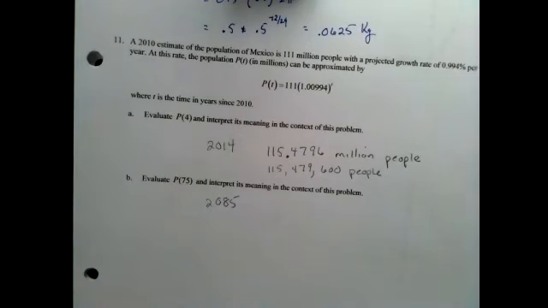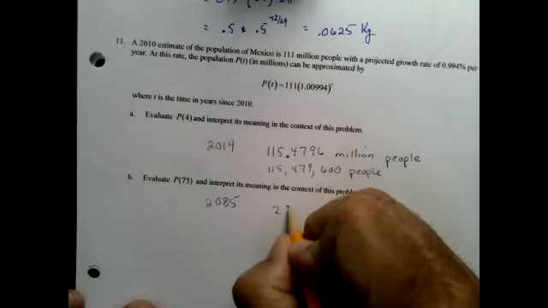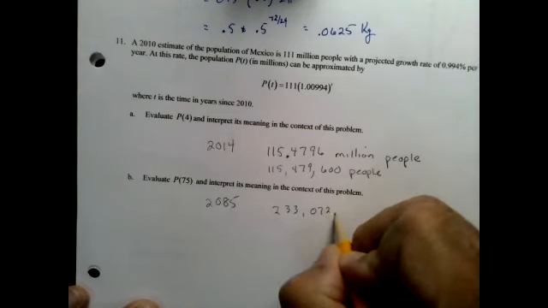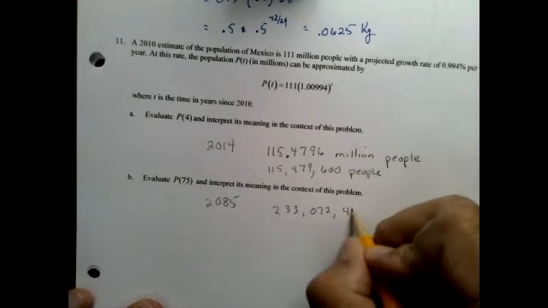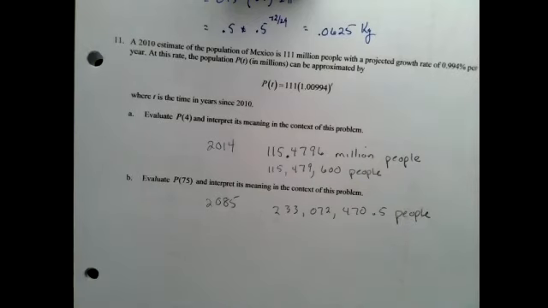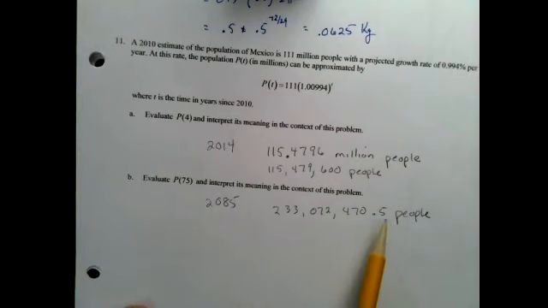The population of Mexico will be, looking for a drum roll, looking for an answer, looking for some love. There's an answer. 233,072,470.5 people. Somebody else get that? Thank you, Kaylin. Yeah, that's what I got as well. Excellent. Yep. Who is this 0.5 person?